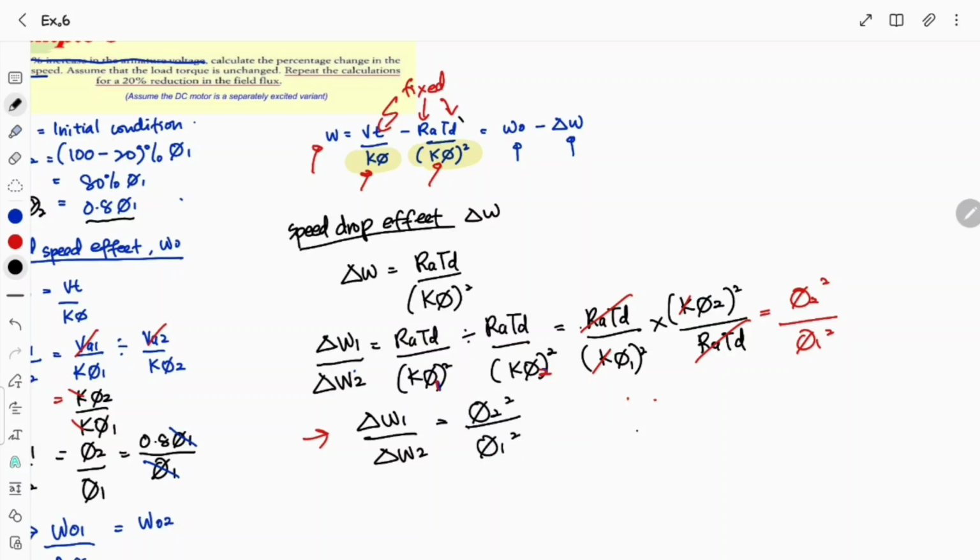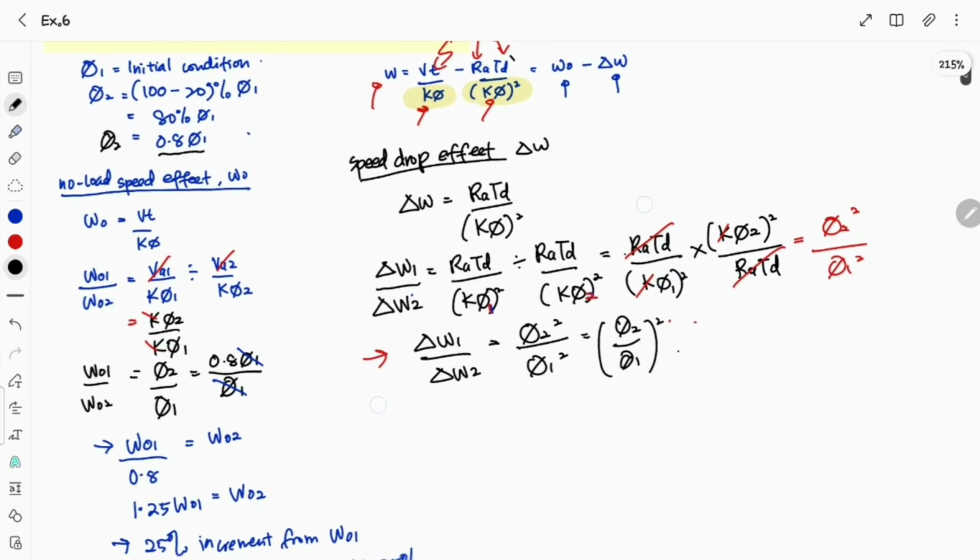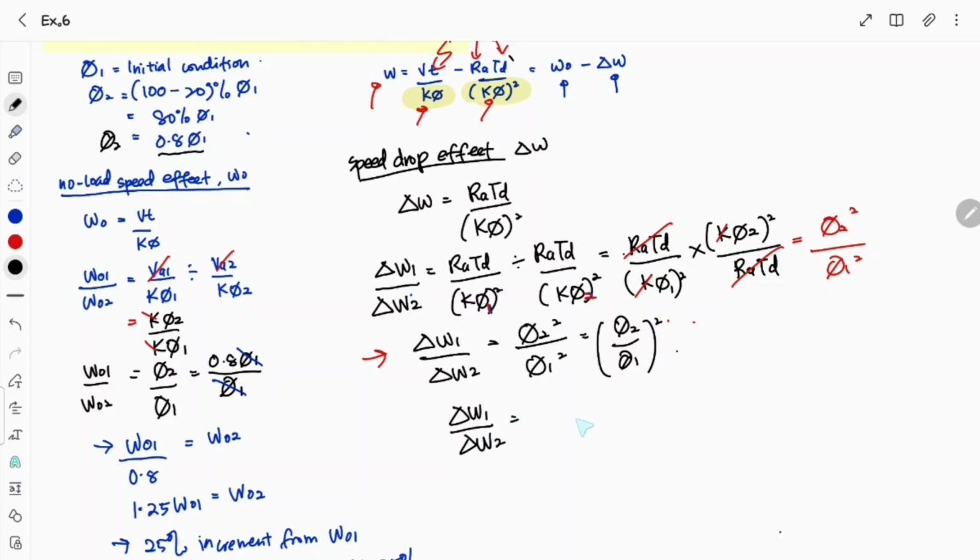Okay, or you might also write it like this, flux 2 over flux 1 squared. Okay, from this equation, you can assign this value for flux 2: 0.8 flux 1 over flux 1 squared. Solve or simplify the equation. Can cancel this one, which gives you 0.64, right?